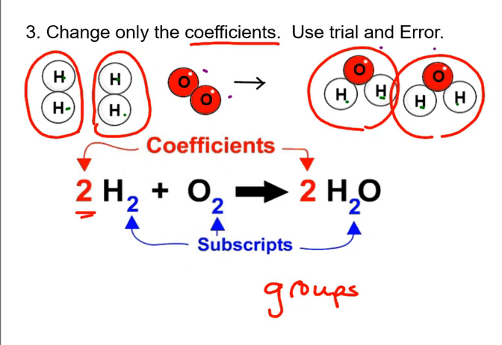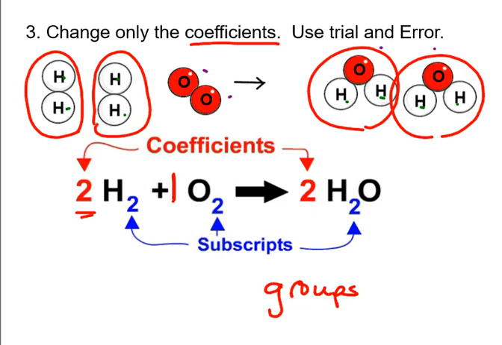These coefficients that we see here act as a multiplier. Now, I don't see a number in front of the oxygen because we rarely write the number 1 in chemistry. But by default, if no coefficient exists, we assume there's at least 1.